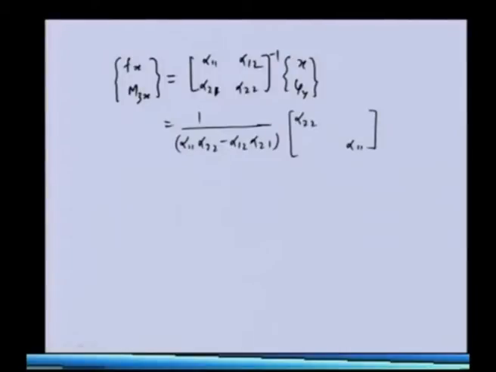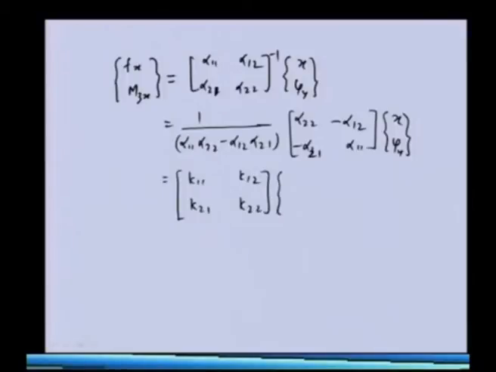Earlier this 2 2 was below, now I have kept it here, and we need to change the sign of the cross coupled terms. So, this is the inversion of the 2 by 2 matrix. Now we can write this as k 1 1, k 1 2, k 2 1, k 2 2. You can see that k 1 1 is nothing but alpha 2 2 divided by the determinant of the influence coefficient matrix. Similarly, other terms can be defined.